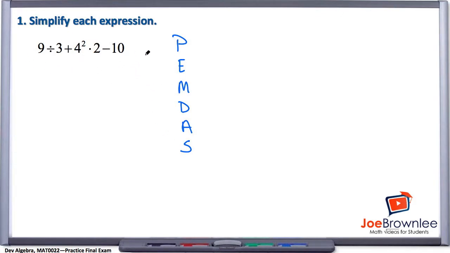simplify this expression. So first and foremost, the P stands for parentheses, but this really includes any grouping symbol. So not only parentheses, but the fraction bar is a grouping symbol, absolute value is a grouping symbol, brackets are grouping symbols. But in this case, number 1, I don't see any grouping symbols, and so we can go ahead and cross off the P.